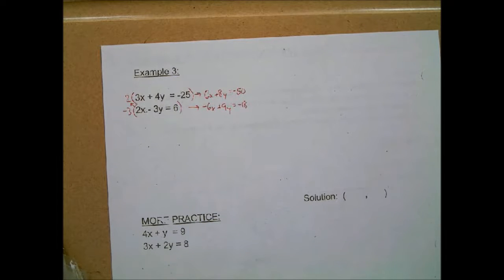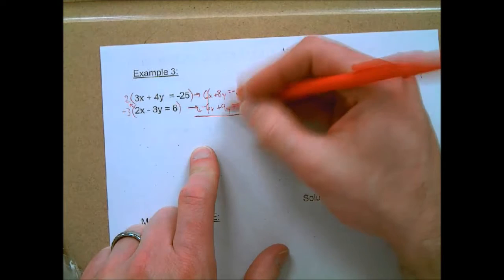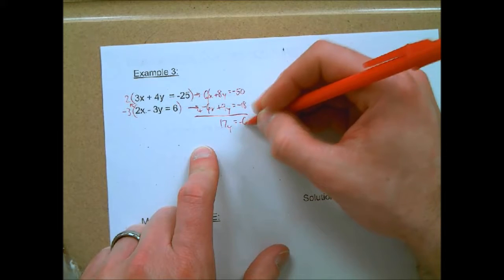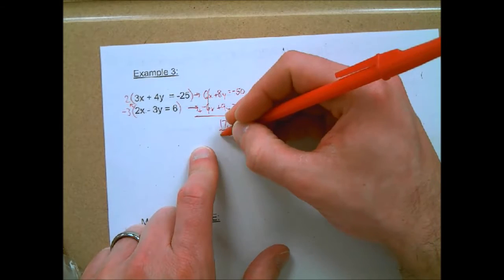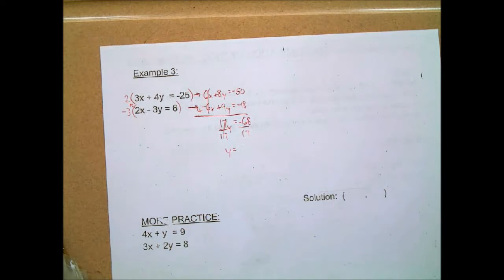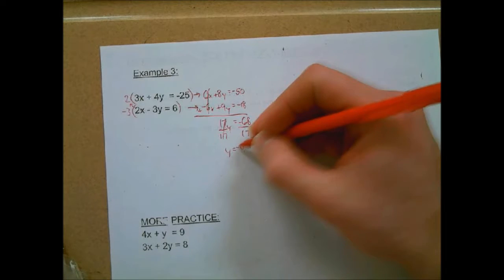So let's go ahead and just finish the rest of it off there. Okay, so we'll add these two together. 6x and -6x cancels. 8 and 9 make 17. -50 and -18 make -68. Divide both sides by 17. Okay. I think that's 4. It is, okay. Yeah. Okay, -4, I should say.